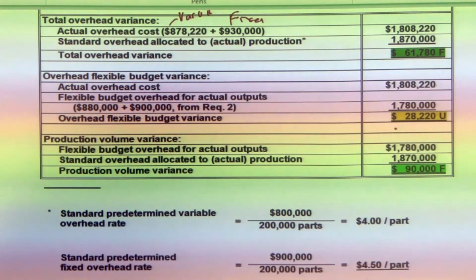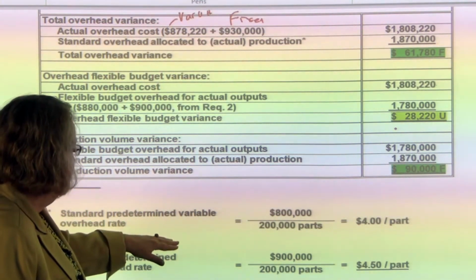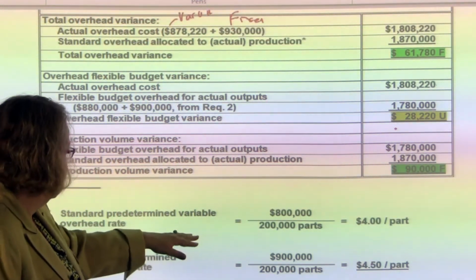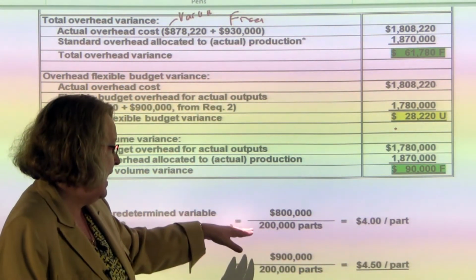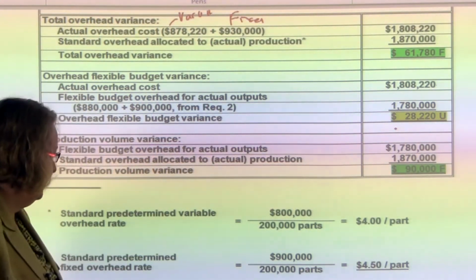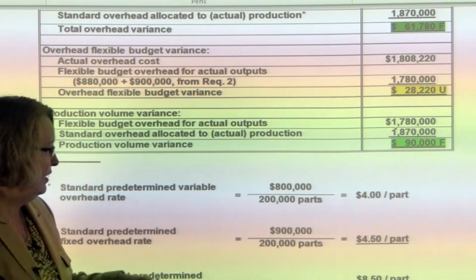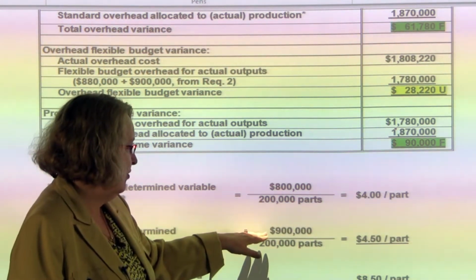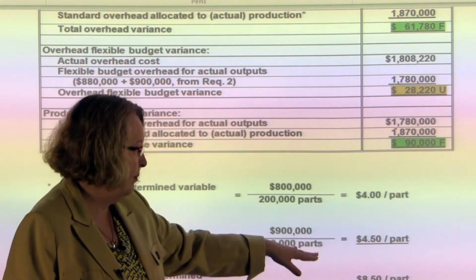The standard overhead allocated to actual production, and you'll recall we've already calculated the predetermined overhead rate, is $4 in variable overhead costs. So you have $800,000 and 200,000 parts. So it's $4 a part for variable. And for your fixed, you have fixed cost 900,000 divided by your 200,000 parts, $4.50 a part.